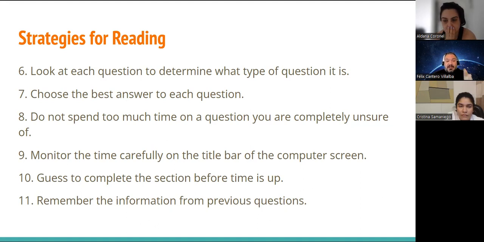So this is a vocabulary question. This is a sentence insertion question. This is a this or that question, right? And based on that, you dedicate more or less time to it and different strategies that we're going to practice.